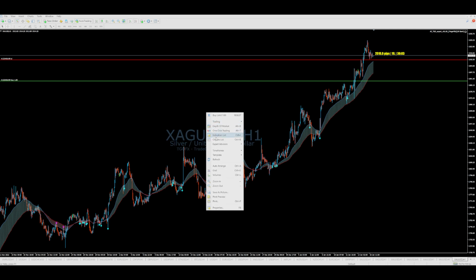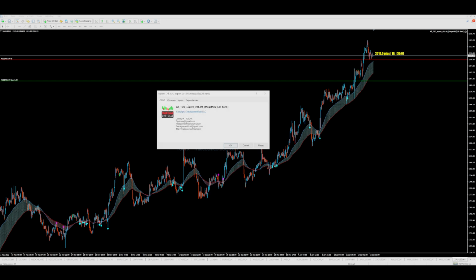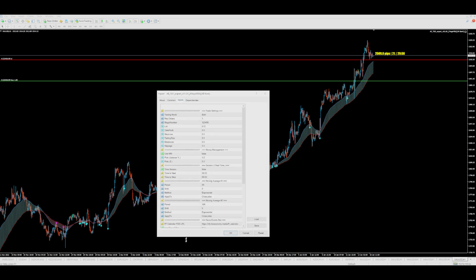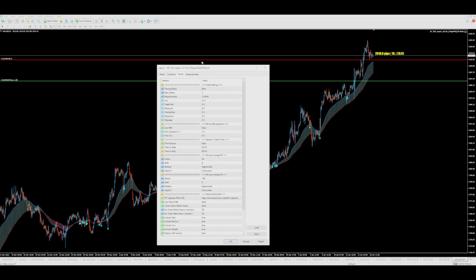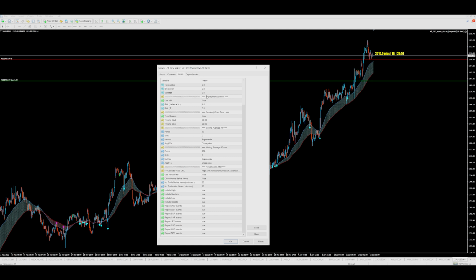Okay, so now let's go over the settings you would get in the expert. The expert is the trading portion of your system. Go to inputs. Let's drag this all the way out. And since this is All Bank, it has a lot more settings, but don't worry, they all have it. Okay, so let's go over it.